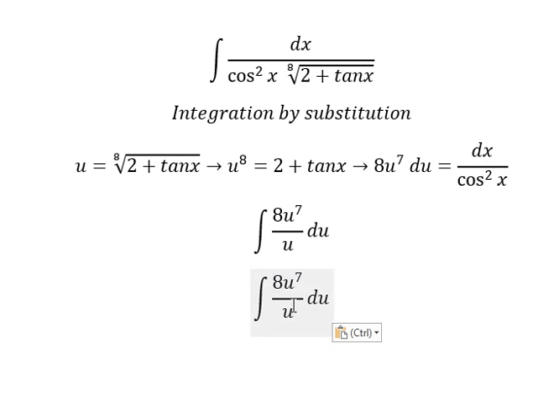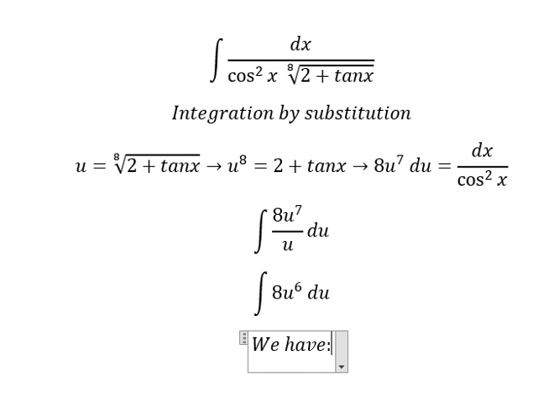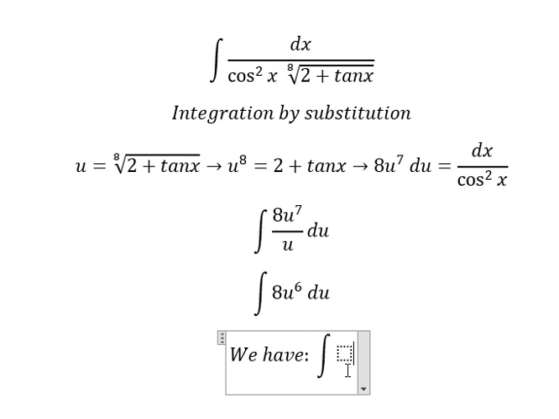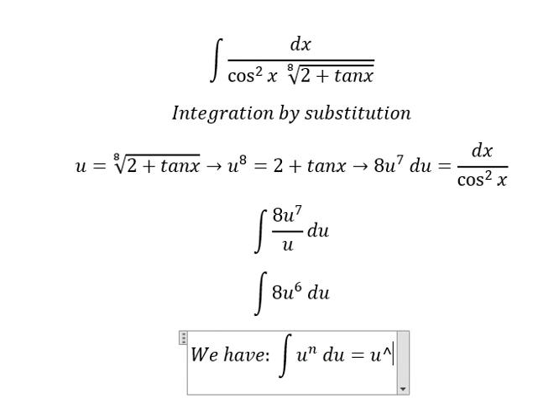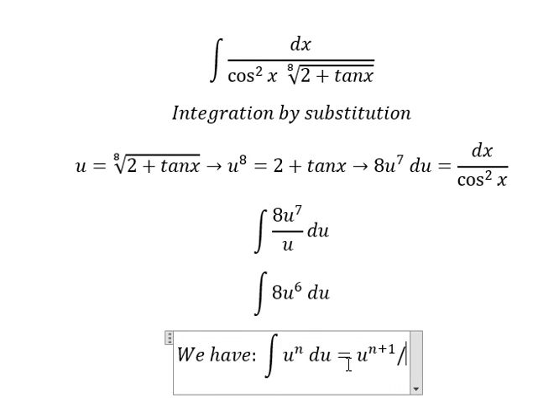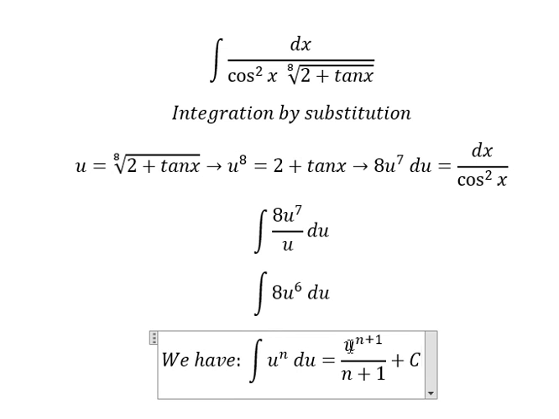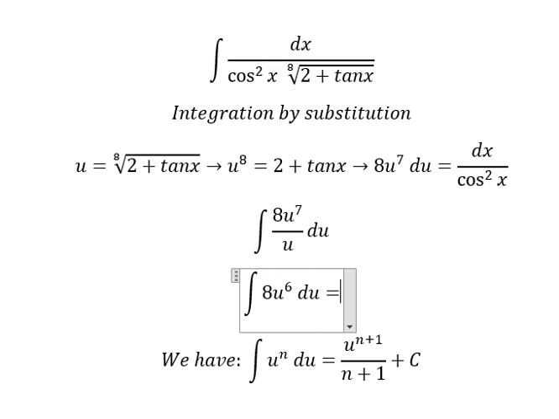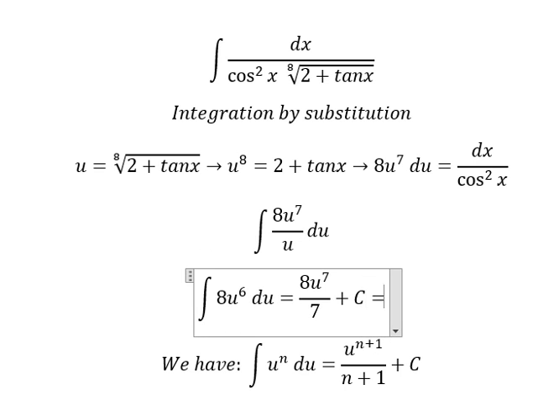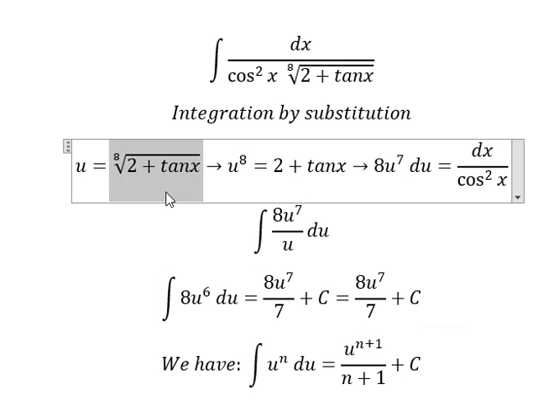So we simplify and we have it like this. Now we have the formula in here. So this one we have like this, in terms of u, that is this one.